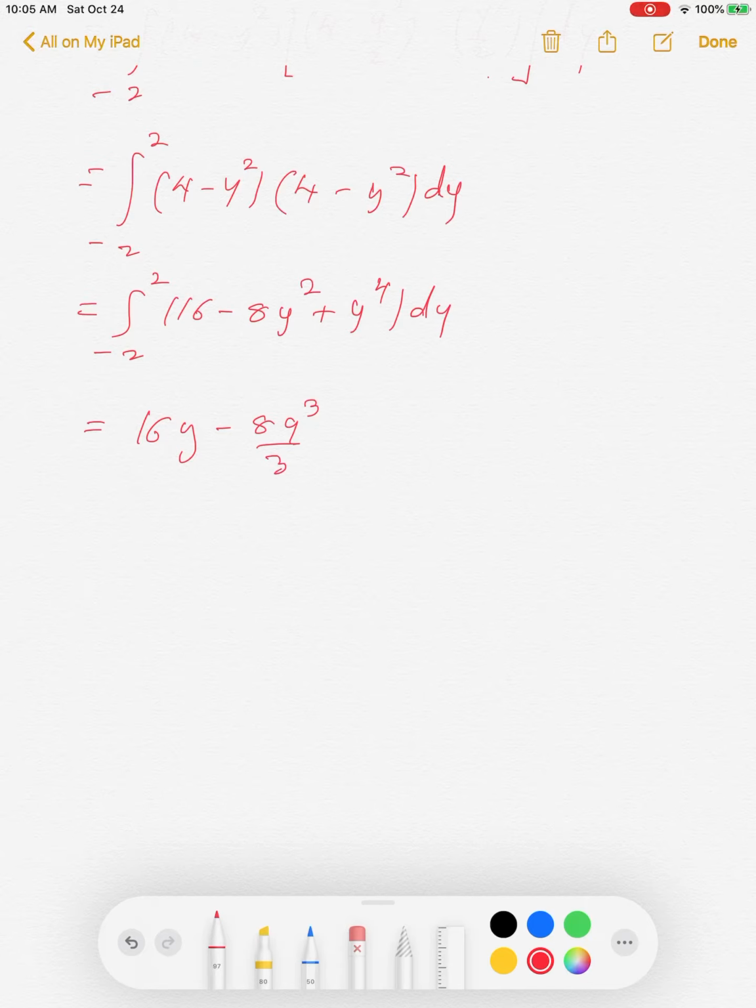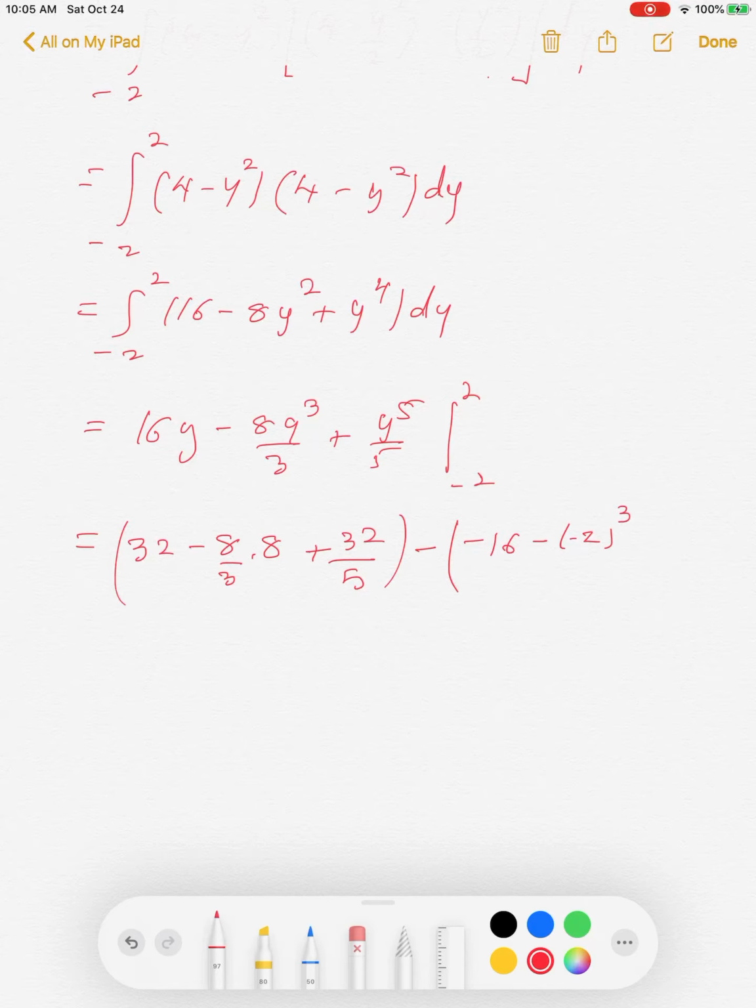So this is going to be 16y minus 8y cubed by 3 plus y to the 5 by 5 between minus 2 and 2. So this is 32 minus 8 by 3 times y cube is 8, plus 32 by 5, minus 16 minus y cube by 3, which is minus 2 to the 3 by 3, 8 times, and plus minus 2 to the 5 by 5. These are going to add, right, isn't it? This is plus and this will be again minus plus, this is minus and minus, so this is just going to be twice 32 minus 64 by 3 plus 64 by 32 by 5.